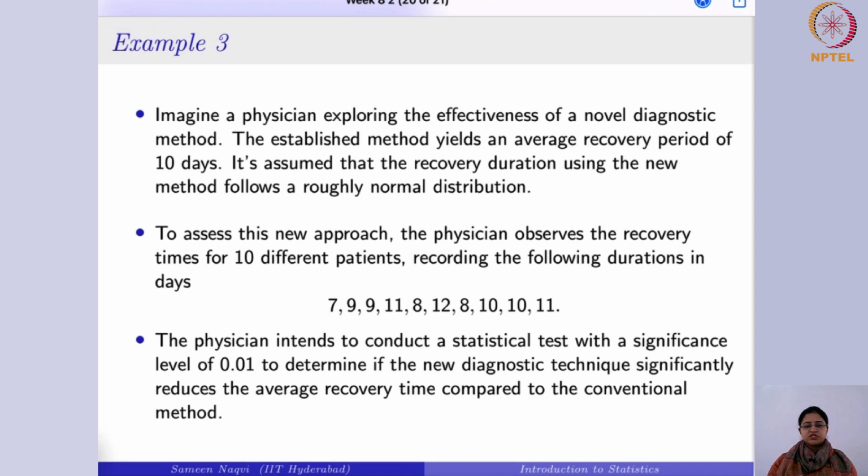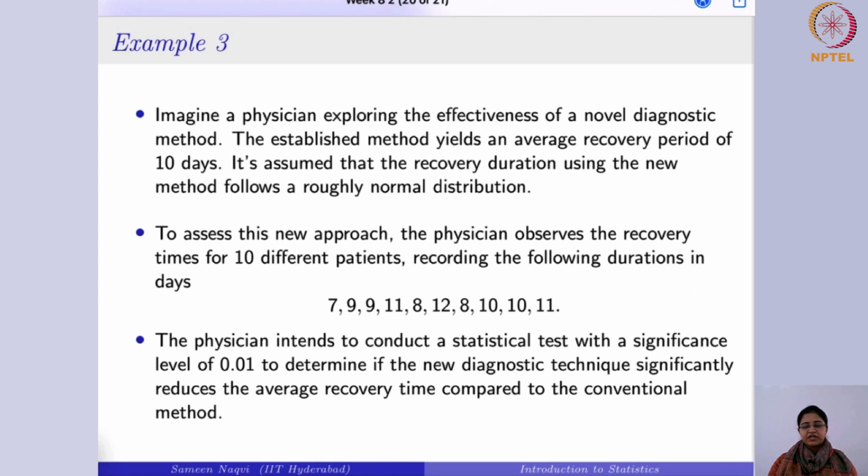Now, the physician intends to conduct a statistical test with a significance level of 0.01 to determine if the new diagnostic technique significantly reduces the average recovery time compared to the conventional method. Okay, so here the data set is given to you, unlike in the previous examples where you were given the sample mean or the sample standard deviation. So here actually you have the data set.